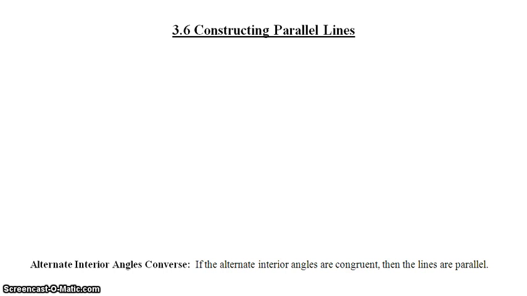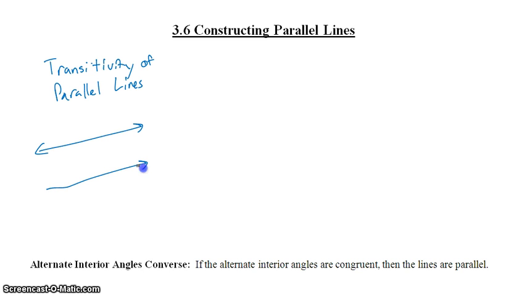Before I can construct parallel lines, I want to look at the different ways that I can prove that I have parallel lines. One of the first ways we looked at proving that we had parallel lines was by using the transitivity of parallel lines. The transitivity of parallel lines says this: if two lines are parallel to the same line, then all three lines are going to be parallel. I can transit through that one common parallel line to say that all three are parallel.